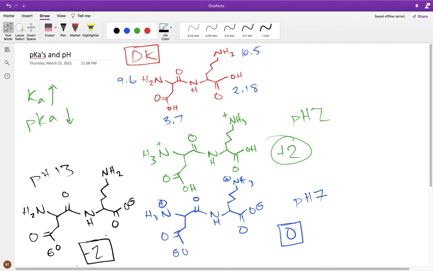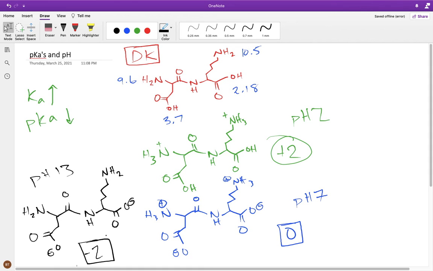Again, I want to put in a plug here. Don't get caught up in how the molecule is drawn and let that dictate or confuse what hydrogens are going to leave and what not. Just remember what the pKa's correspond to and you'll be good.